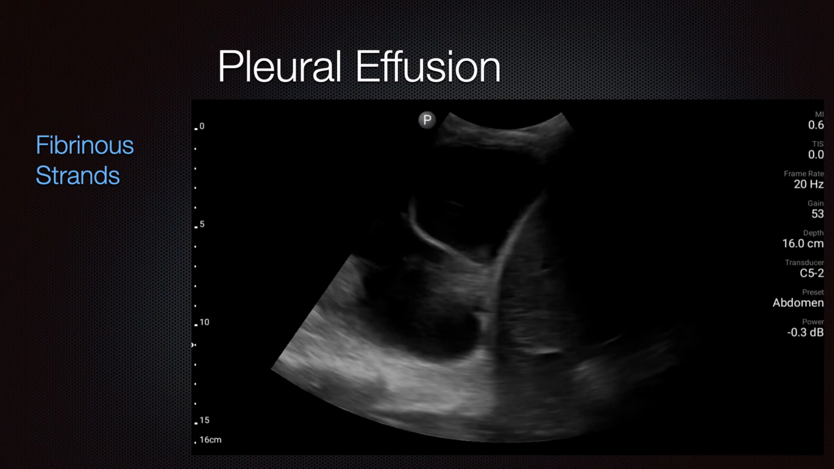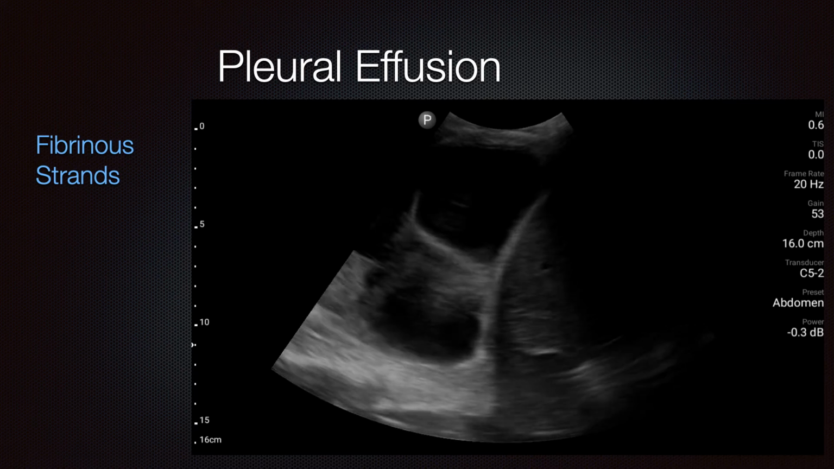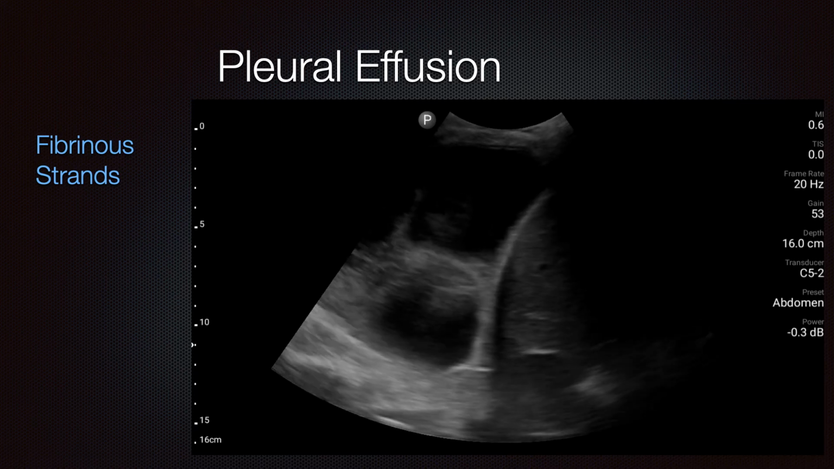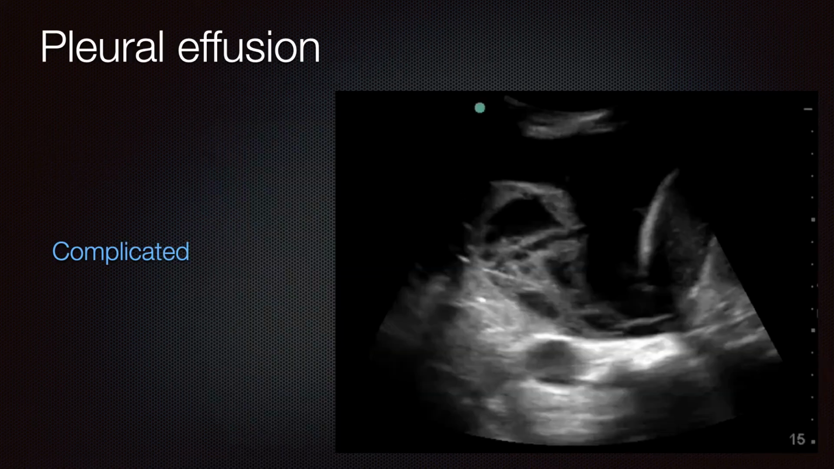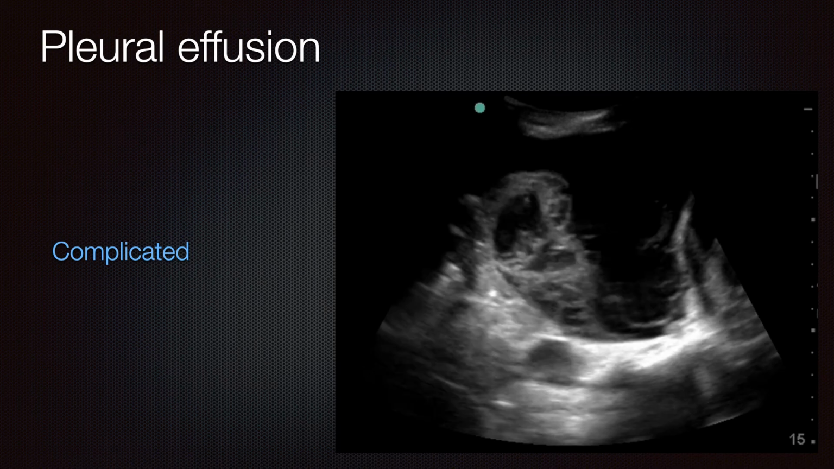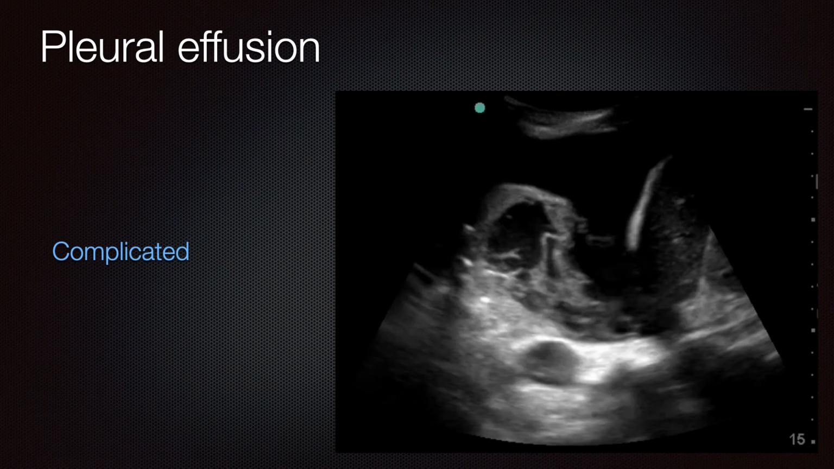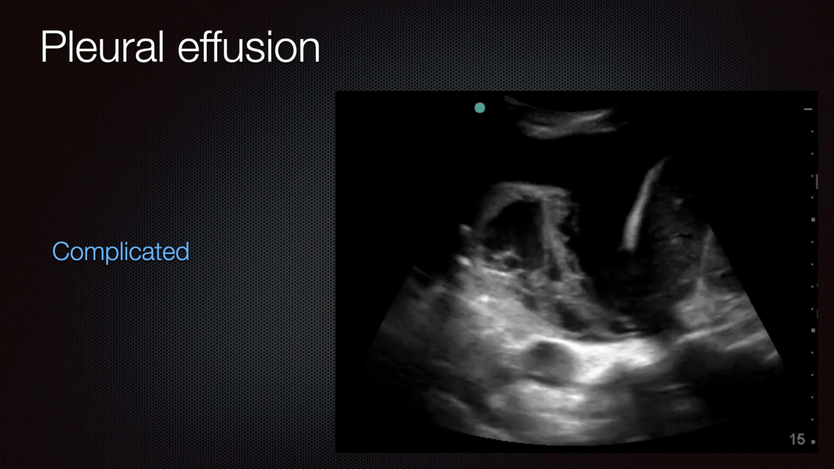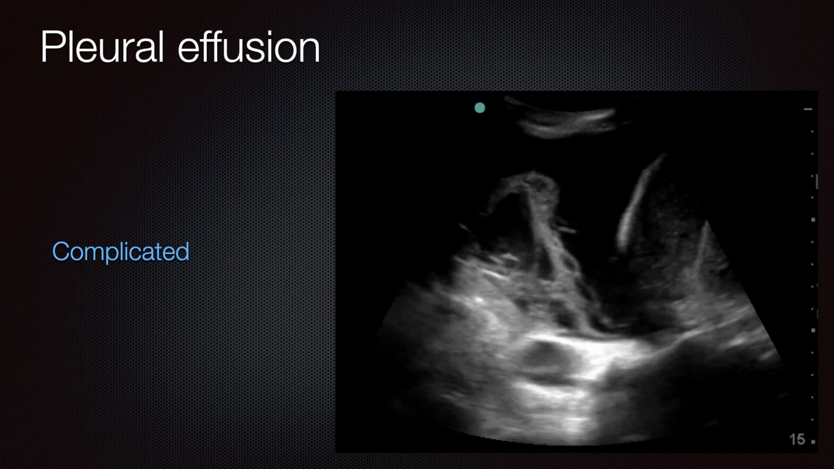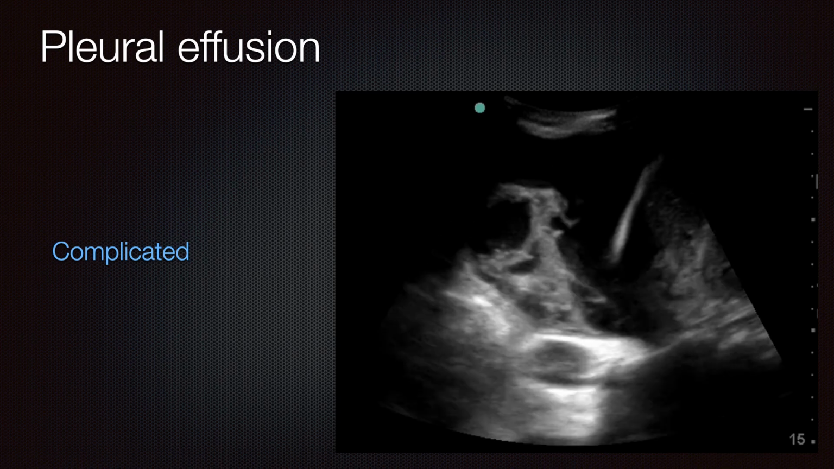Now, occasionally in simple effusions, you'll see one or two fibrinous strands within that there. But if you're seeing more than that, these are generally complicated effusions, and this does change your differential. This is something inflammatory, likely infectious there.